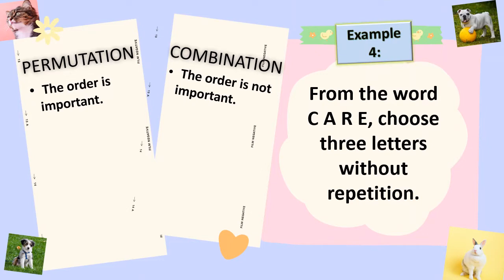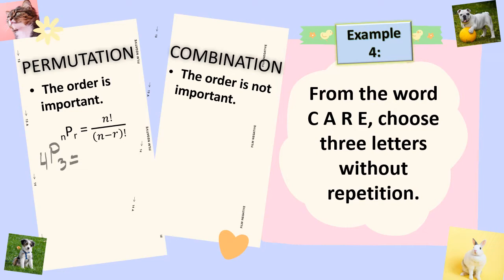Ayan, let's see naman using formula. In permutation, permutation of n taken r at a time equals n factorial over the factorial of the difference of n and r. We have 4 letters in total in the given problem. So n is equal to 4, and then r is equal to 3, since we will choose 3 letters from the word care.